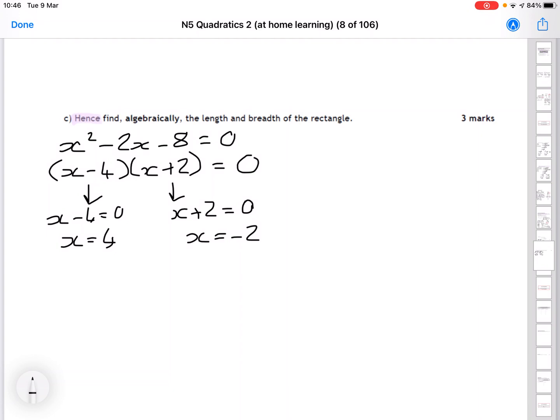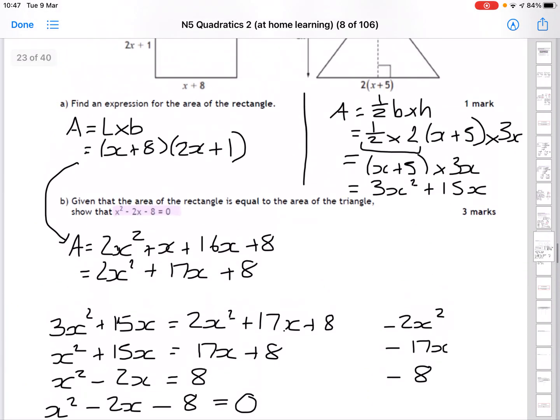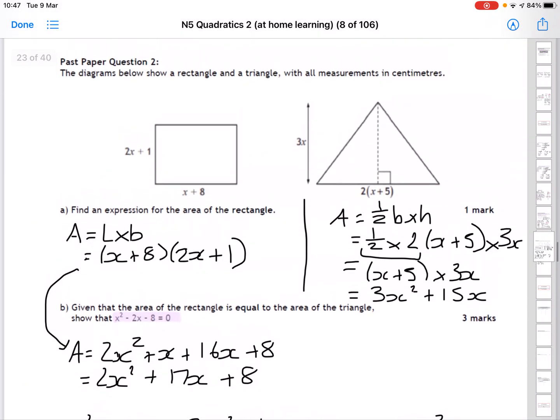Now, whenever we're doing problem solving quadratics, we always need to think if our answers are appropriate, if they make sense as an answer. So we've got 4 and we've got minus 2. If we go back up to our diagram of our rectangle and think of the negative answer, if you were to put minus 2 into the breadth of this rectangle, so 2x plus 1, that would then say 2 times minus 2 plus 1.